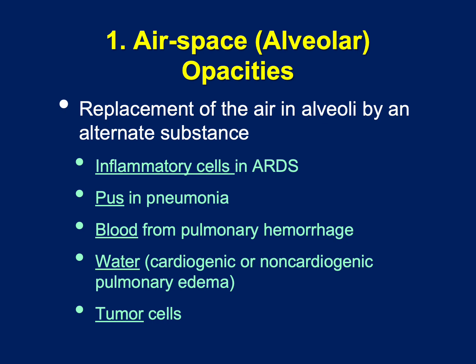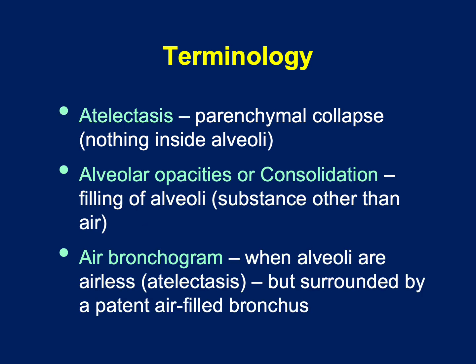So when we see whitish opacities or whitish things inside the alveolar in an alveolar pattern, we call it an alveolar opacity. Remember that the chest X-ray does not give you an answer as to which one of these is filling up the alveolus. All it tells you is that one of these might be filling up the alveolus instead of air. Some more clarification on terminology.